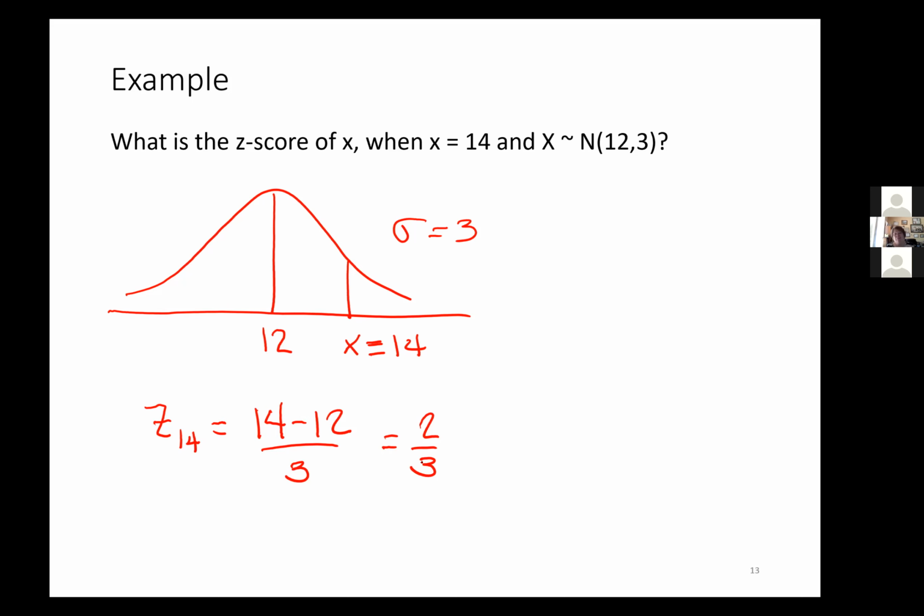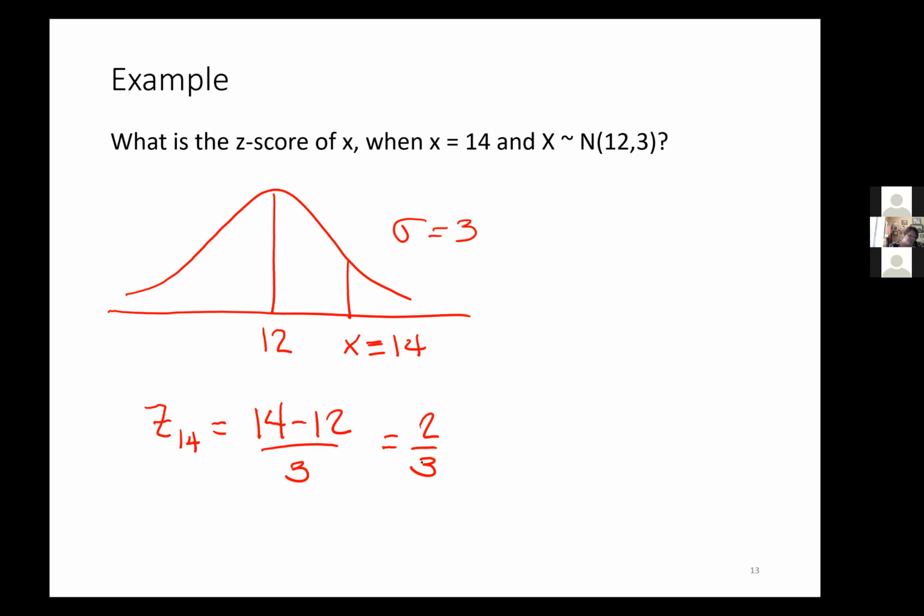And again, I'm kind of being wishy-washy about what the distribution represents, because I don't know. I have no idea what this represents. Something that's normally distributed with a mean of 12 and a standard deviation of 3. But the number 14 is to the right of the mean. And as a matter of fact, it's to the right of the mean by 2/3 of a standard deviation. It's 2/3 of a standard deviation above the mean.